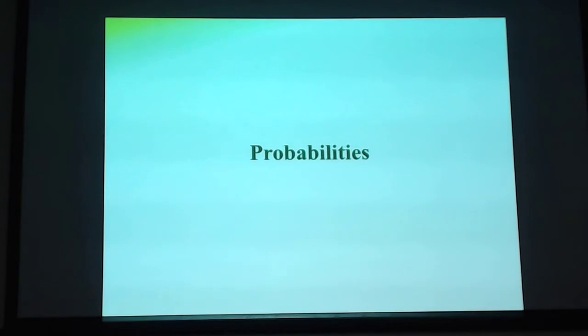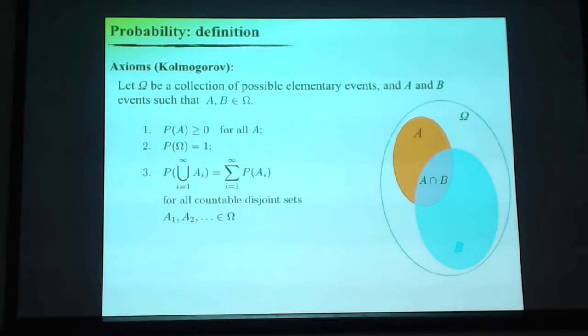Let's start with probabilities at the heart of everything. Probabilities usually can be introduced in a purely mathematical way. That's what I'm recalling here, by the axioms of Kolmogorov. So you have a space of possible elementary events. I did not write it because I did not want to over-complexify, but you have to have a sigma algebra on it, on which you can define a probability measure.